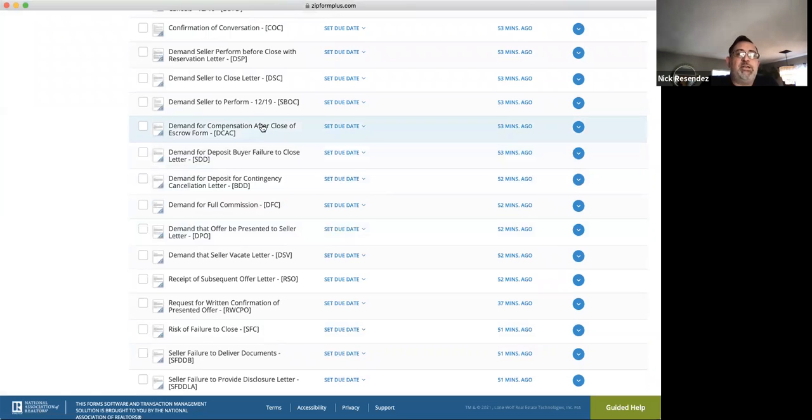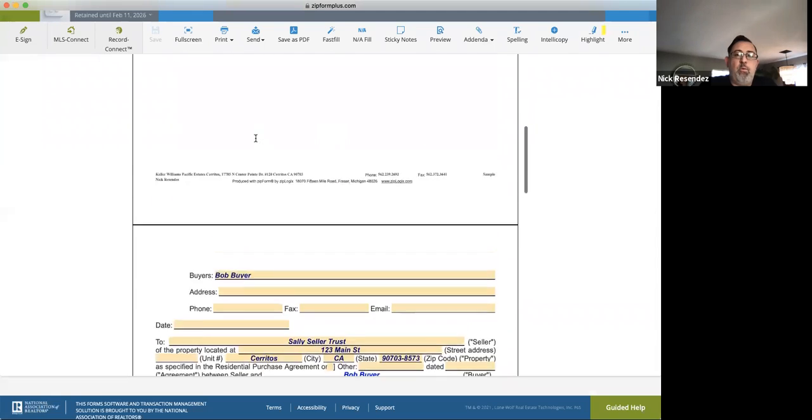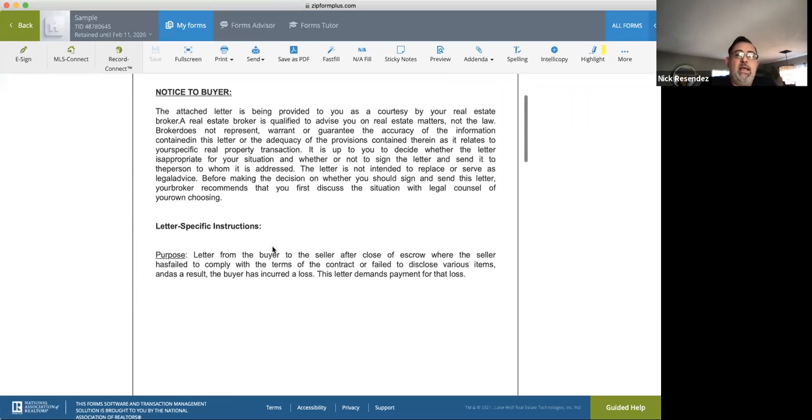Demand for compensation after close of escrow. Here's another really great one. This is when the buyer is going to send a letter to the seller after close because the seller failed to comply with certain terms of the contract or maybe didn't disclose, right? This happens all the time. Buyer moves in, and after the seller moved all their stuff out, there's damage to the property, or they didn't remove a bunch of personal property and the buyer had to hire a junk hauler to get rid of stuff or whatever.